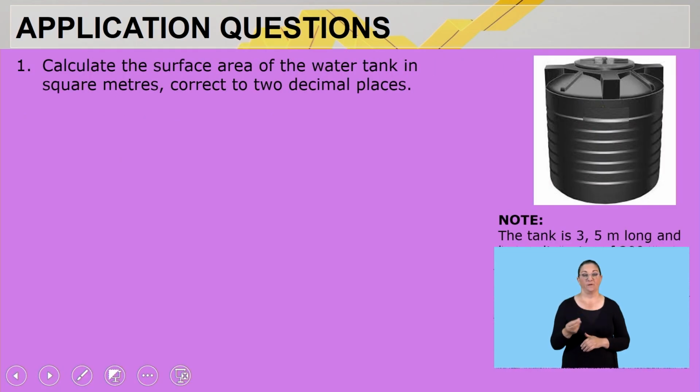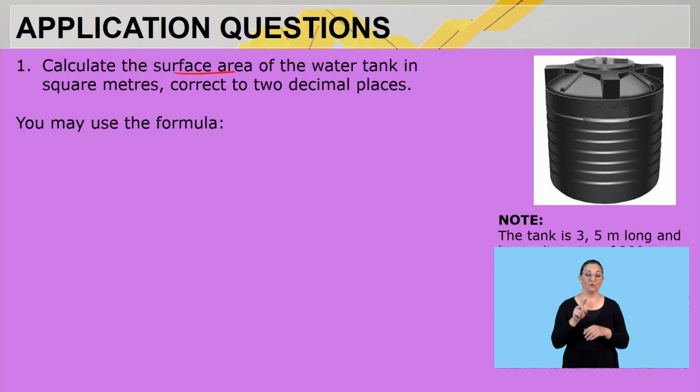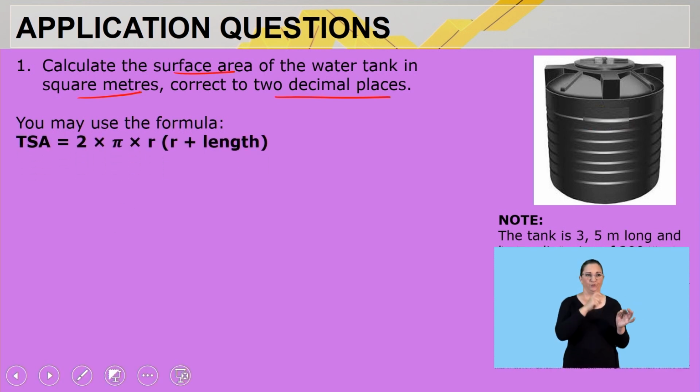Let's see what we need to calculate. It says here, calculate the surface area of the water tank in square meters, correct to 2 decimal places. You may use the formula: total surface area equals 2 times pi times radius times, in brackets, radius plus your length. Now, let's look at what is happening here. We need to determine the total surface area. Remember, your answer should be in square meters, but also important, your final answer must be rounded to 2 decimal places.